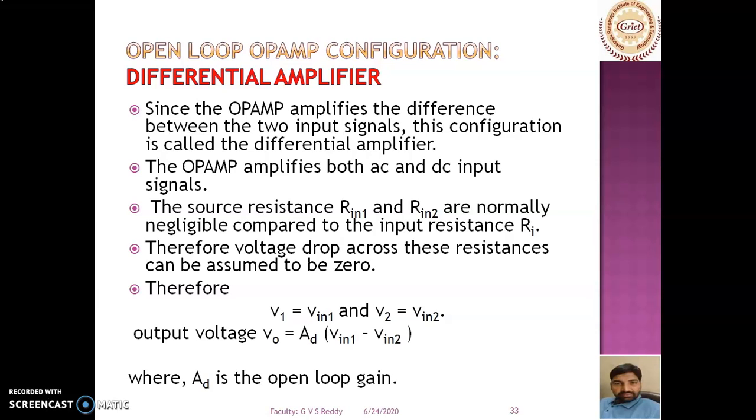The source resistances Rin1 and Rin2 are normally negligible compared to the input resistance Ri. Therefore, the voltage drop across these resistances can be assumed to be zero. Therefore, V1 equals VIN1 and V2 equals VIN2. The output voltage VO equals AD into VIN1 minus VIN2. Here AD is the open loop op-amp gain.